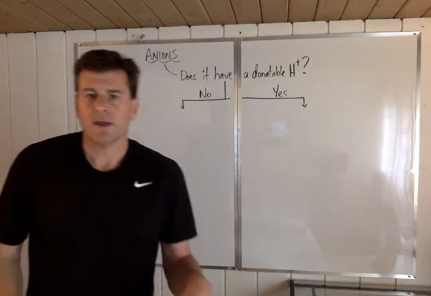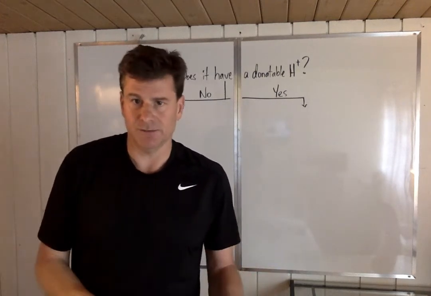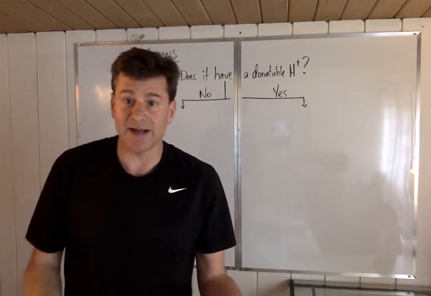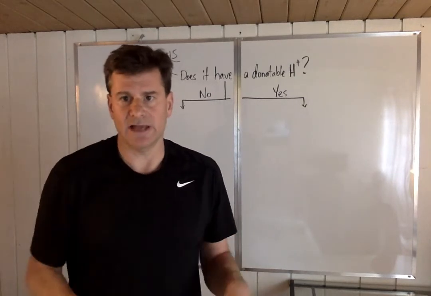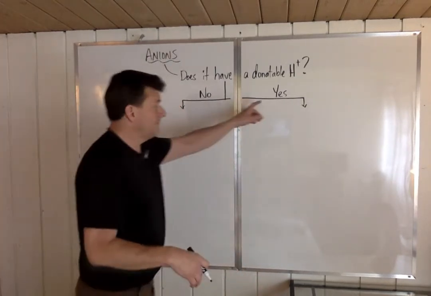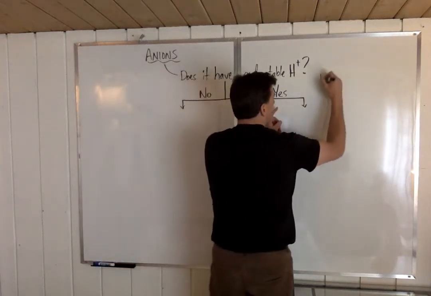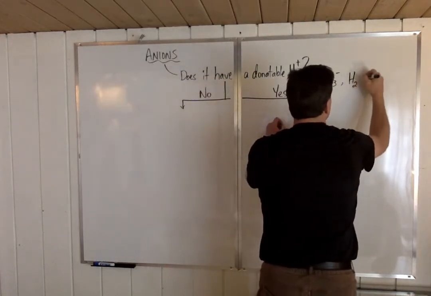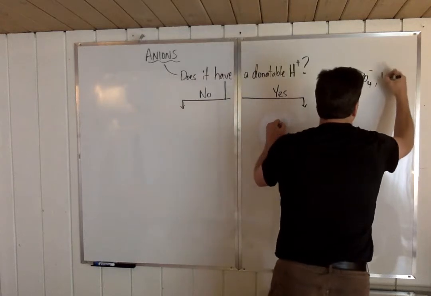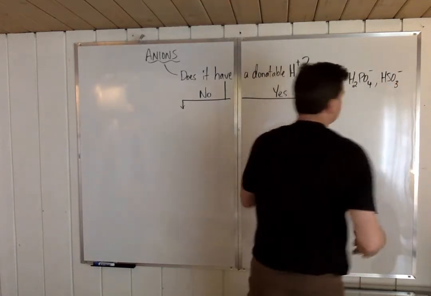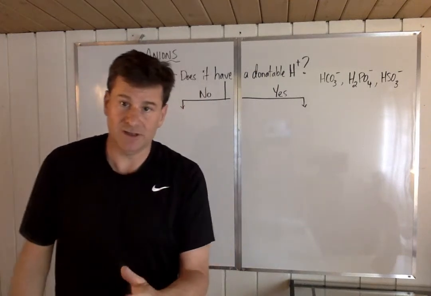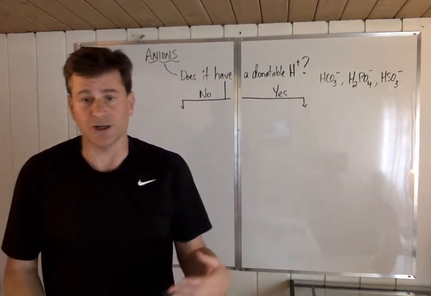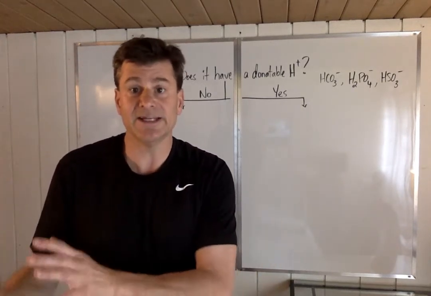Okay, so if you've got a donatable hydrogen, what that means is this. You will see in the actual formula of the anion that it has an H on the left-hand side. For example, if the answer is yes, it will look something like HCO3 minus, or H2PO4 minus, or HSO3 minus. It will start with an H and have a negative charge. Well, it's an anion, so obviously everything I put up here is going to have a negative charge. But it also leads with a hydrogen.